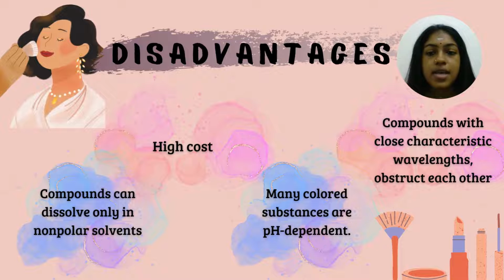For spectrophotometry, you have to prepare a homogeneous solution with optical density not too low and not too high. Some compounds can dissolve only in nonpolar solvents, thus you cannot use plastic cuvettes. For UV, you cannot use glass cuvettes. If you have a lot of compounds with close characteristic wavelengths in a specimen, they can obstruct each other. And you have to carefully check pH because many colored substances are pH dependent. Despite having a fixed cost, spectrophotometry requires a high cost to perform.